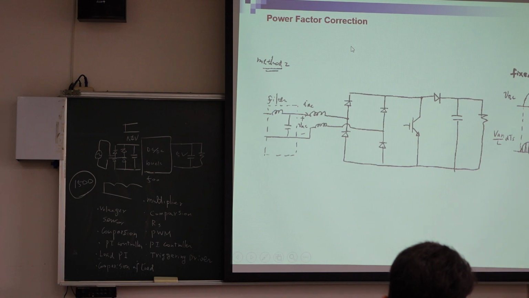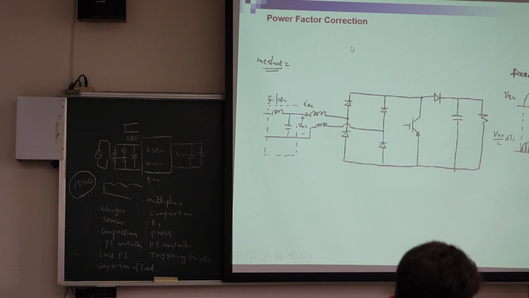But I don't like feedback. I hope I don't need feedback. So what can I do? I can turn on the switch. If I want to increase the current, I just trigger the switch. If I trigger the switch, then this becomes 0 voltage. So this is 0 voltage.